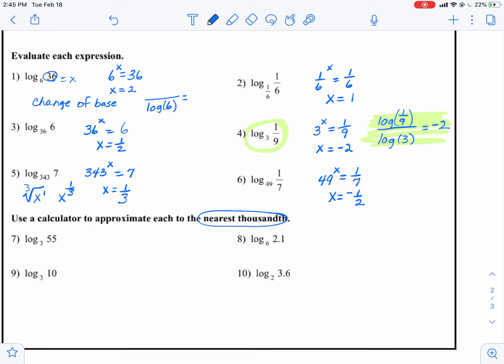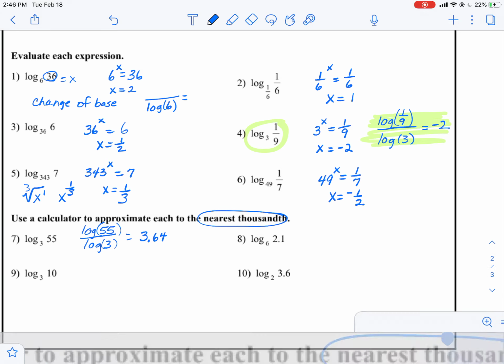So what we're going to do is put it in again as log of 55 over log of 3. Again, watch those parentheses on your calculator. So that would be the log of 55 divided by the log of 3. And I get that answer down. We need thousandths, so that's tenths, hundredths, thousandths. That would be 3 decimal places.